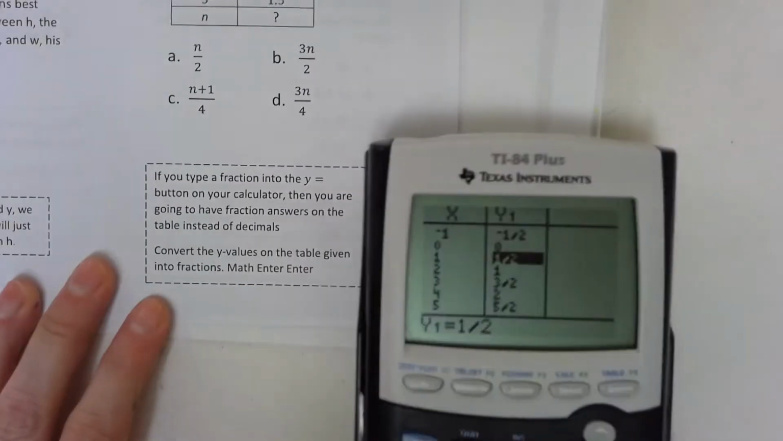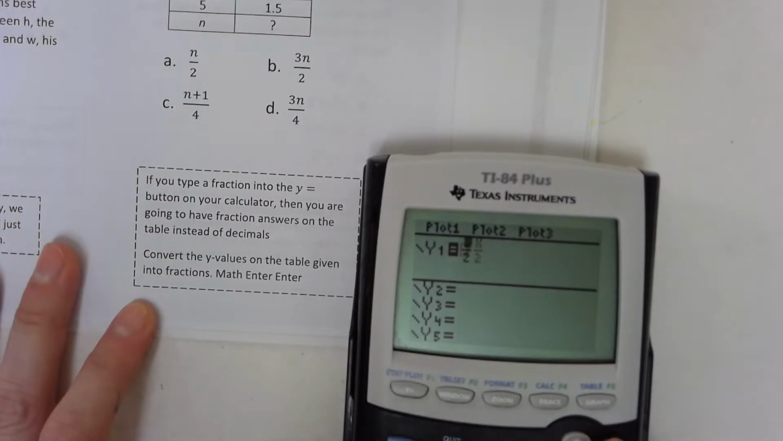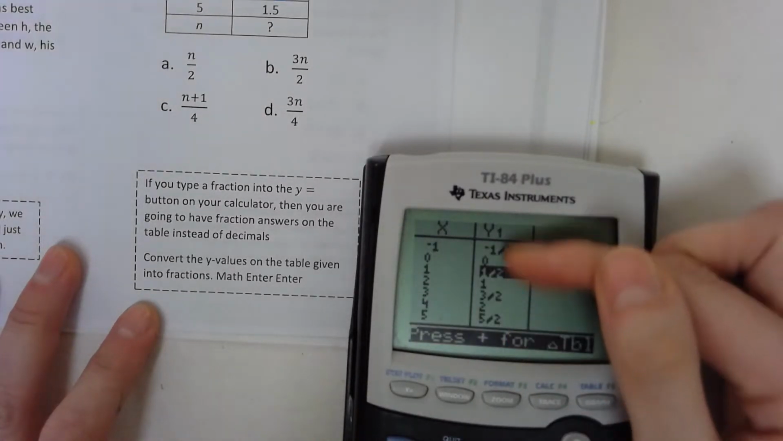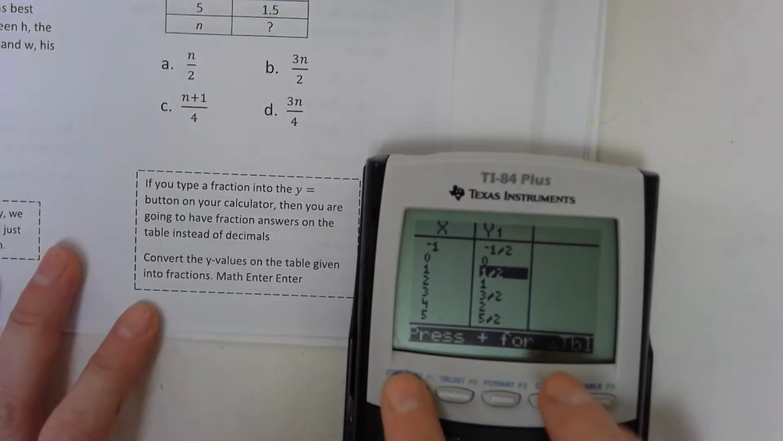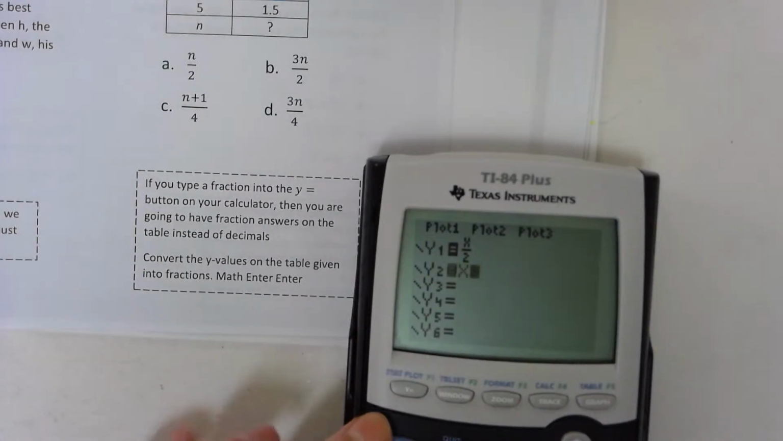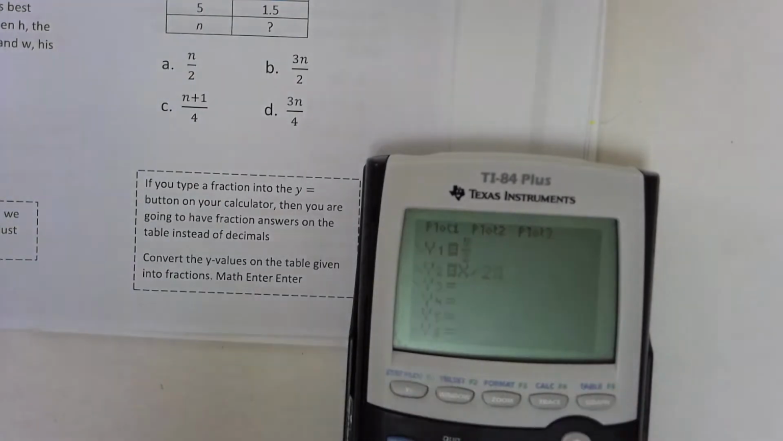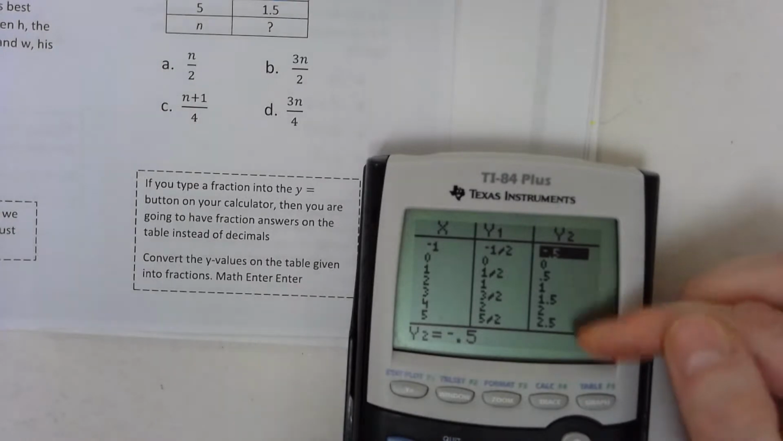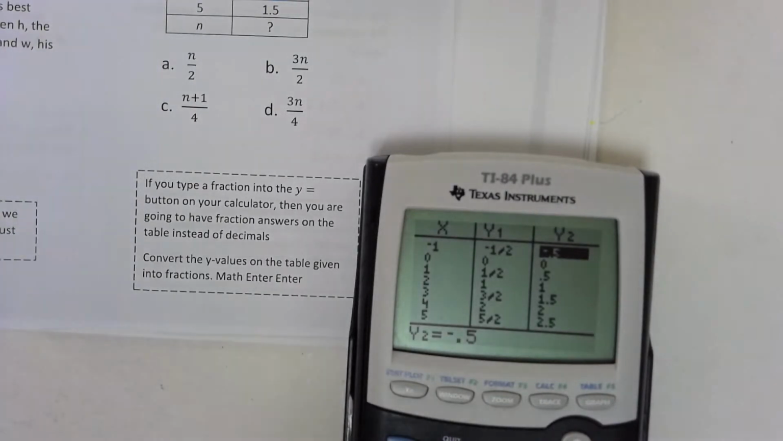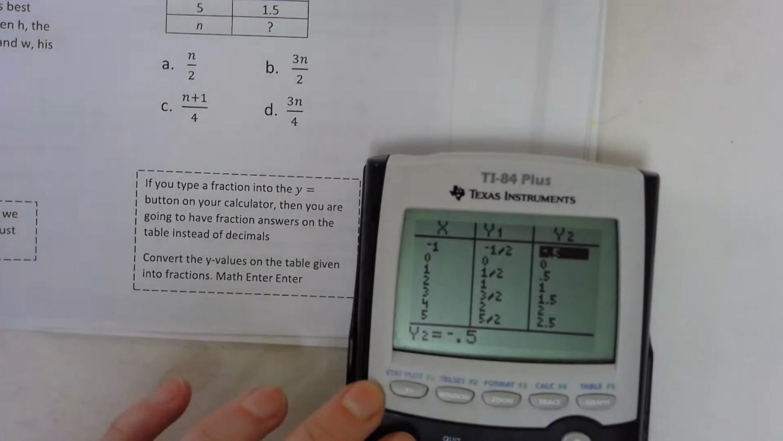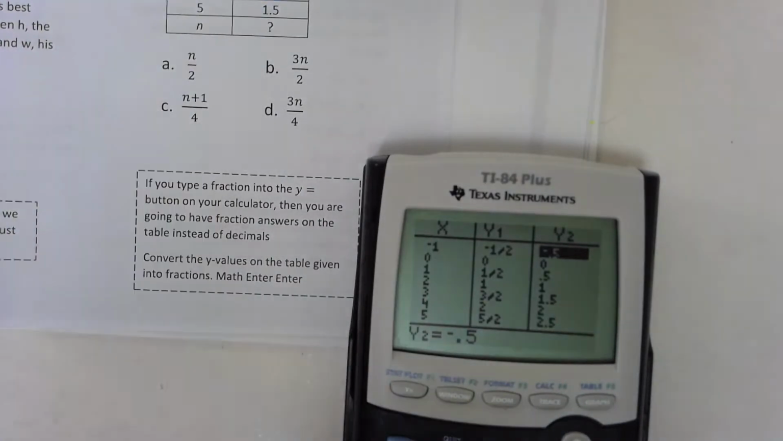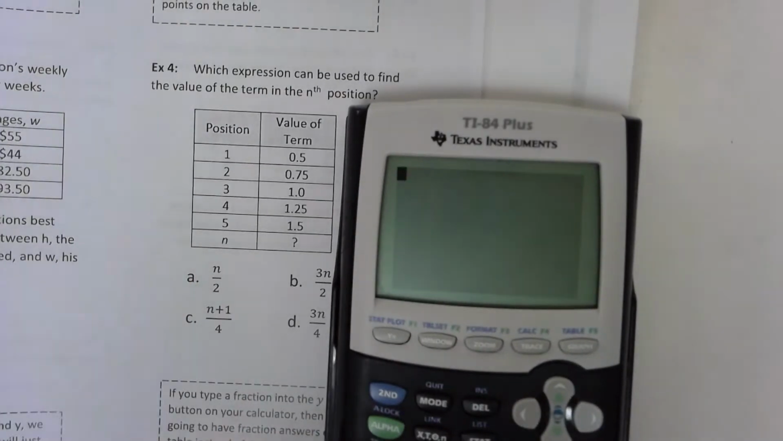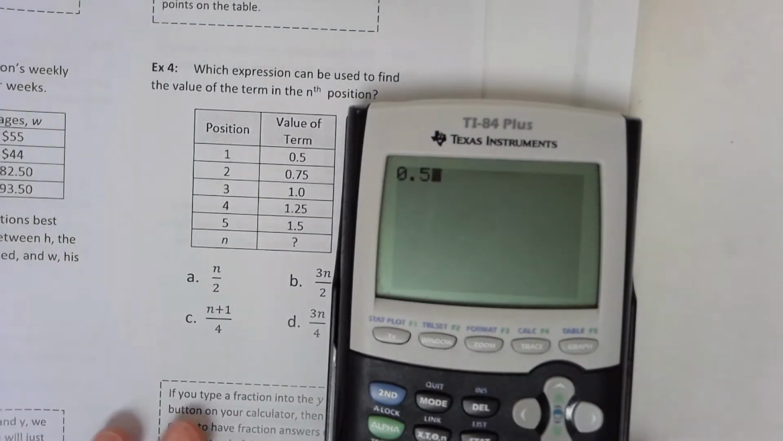Well, if you type a fraction into the y equals, like x divided by 2, you're going to get a fraction answer whenever you have the y's on the table. But if you typed in something else, like x divided by 2 as a decimal, or as a division problem, then it's going to actually give me the decimal answers. Now you can do that, but it does kind of start to become a little bit confusing, especially with answer choice C. So what I would like for you to do instead is go to the table over here and type in 0.5, and let's change that back to a fraction.